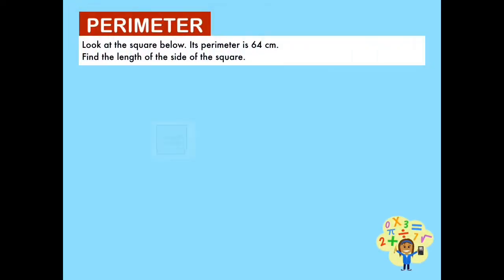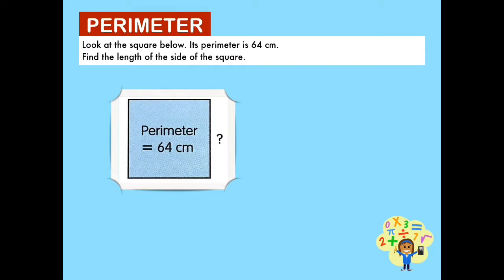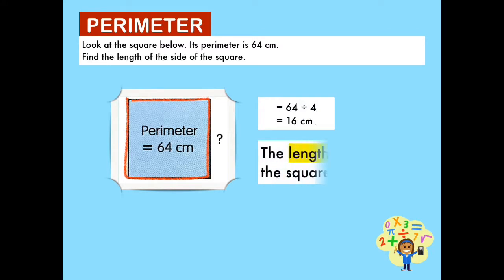How about if the given shape is a square? Look at the given shape. Its perimeter is 64 centimeters. Find the length of a side of the square. Let's recall. How do we get the perimeter of a square? We know that the perimeter of a square is one side repeated 4 times. In order to get one side of the square, we divide the perimeter by 4. So, 64 divided by 4 is 16. The length of the side of the square is 16 centimeters.